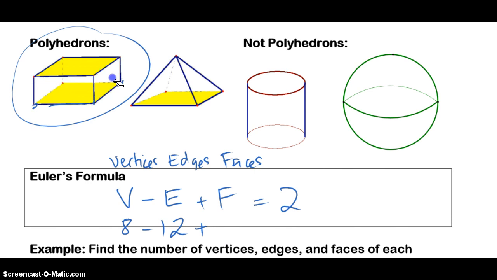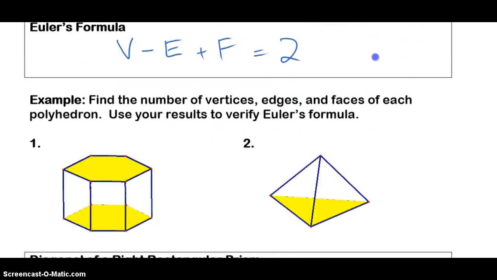Let's just clean this up a bit so you can see. Well, it's kind of like a dice. So you've got 1, 2, 3, 4, 5, 6, just like a dice. Now, does that all equal 2? Well, 8 minus 12 is negative 4, plus 6 is 2. So it does work, and we can use that to solve.